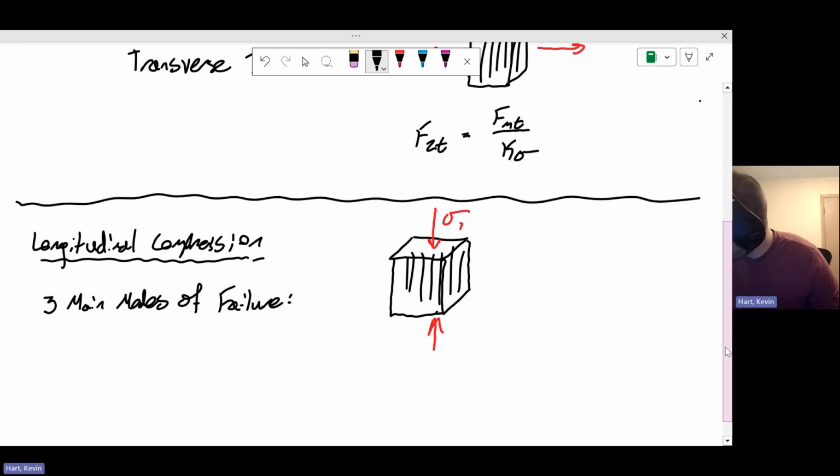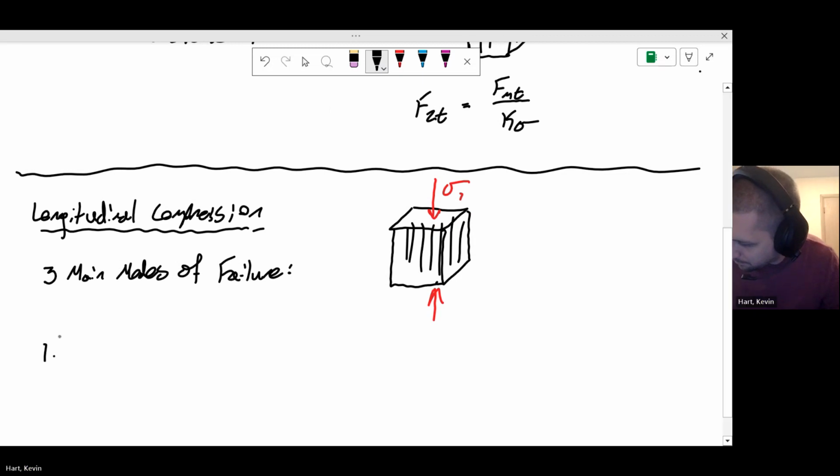And I'm going to list them here. The first is fiber buckling, or what we call micro buckling. So I'll just say buckling of fibers.